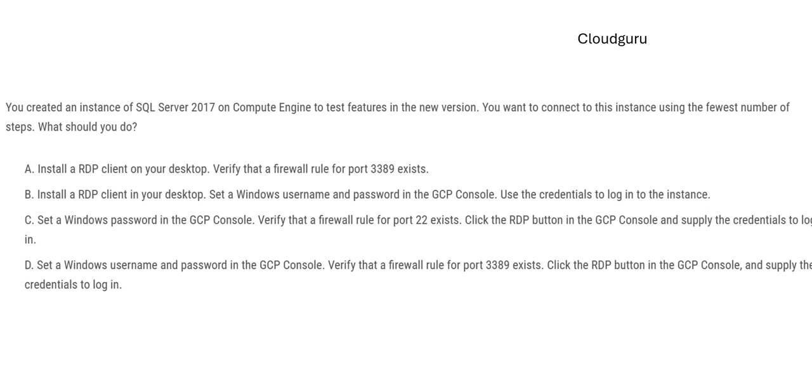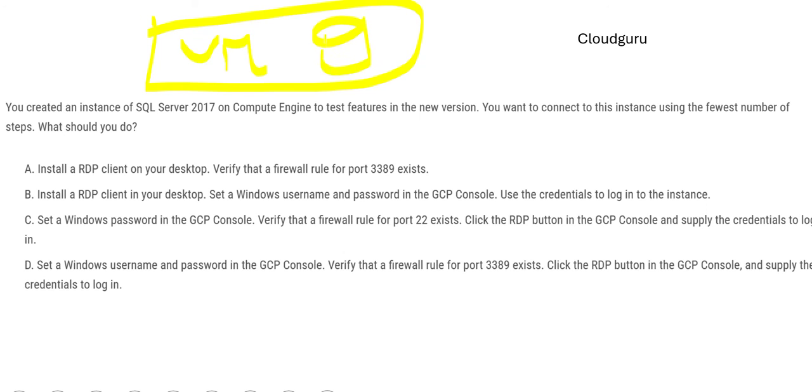So this is the question. Here they are creating a GCP VM. On this VM, they are installing SQL Server. They want to test new features of SQL Server. Now, listen to the question. They are saying, I want to connect to this instance with the fewest number of steps.